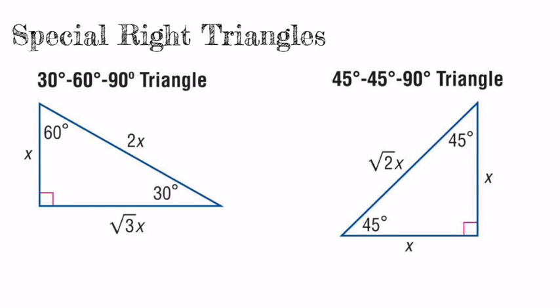So the next thing we're going to look at is special right triangles. In geometry, you learned about a 30-60-90 and a 45-45-90. We're going to be using these a lot in the next couple of chapters.